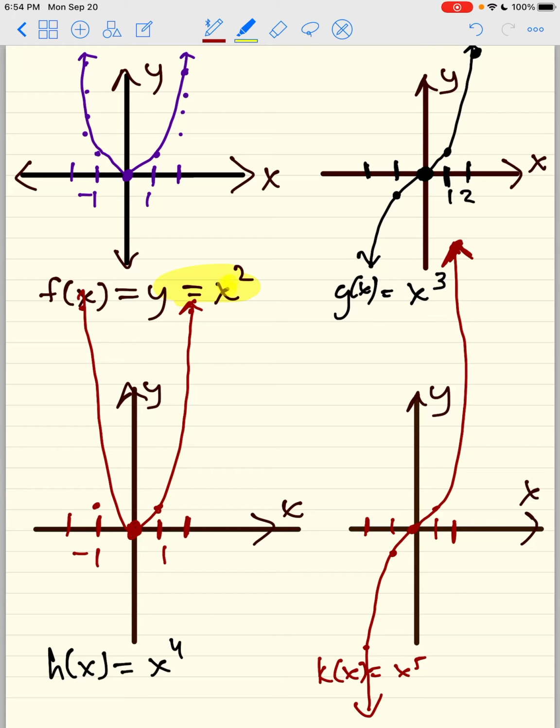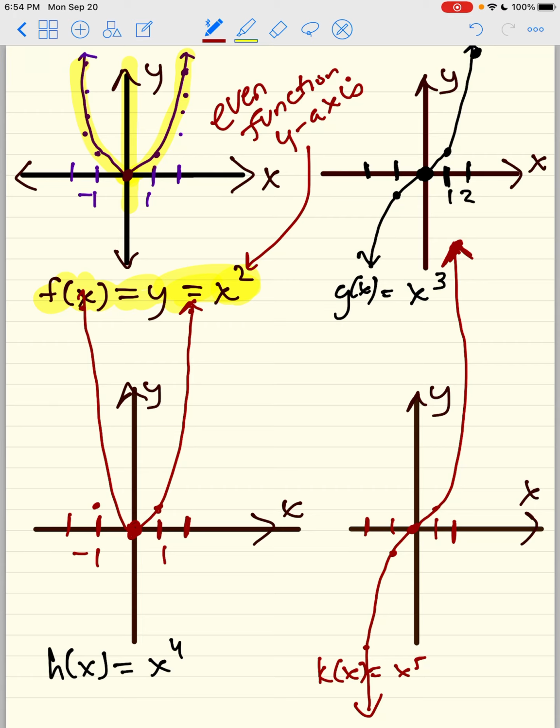y equals x squared, or f of x equals x squared, is symmetrical with the y-axis. It flips nicely over. You should know from the last video, or a few videos behind, that this is an even function because it's symmetrical with the y-axis, and also you can tell because the exponent is even.